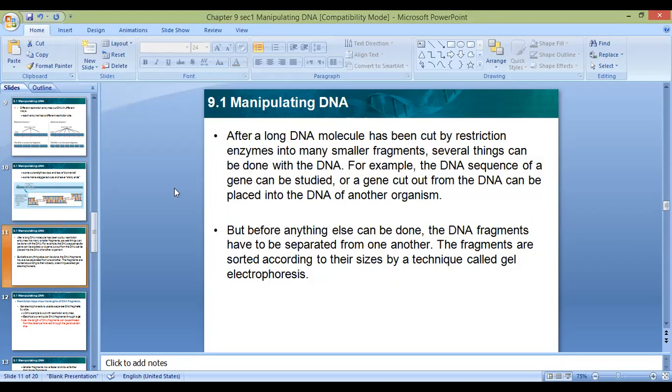So for example the DNA sequences of genes can be studied. بعدنا عملنا لها cut. اليوزز تاعتها إنه we can use it for several things. أول شيء ال DNA sequence can be studied. ندرسها هذا الجين نشوف وضعه تحت الميكروسكوب. Or a gene cut out from DNA can be placed زي ما قصده محمد يحكي can be placed from the DNA into the DNA of another organism.